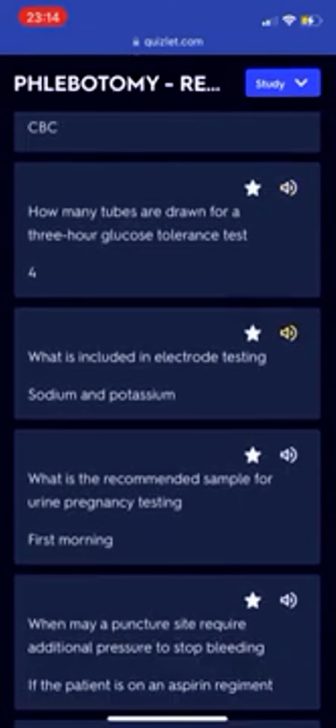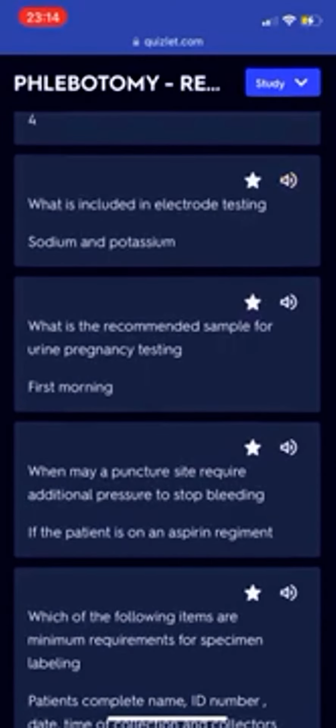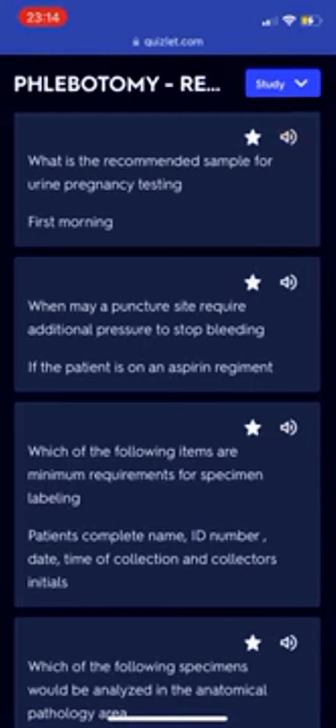4. What is included in electrolyte testing? Sodium and potassium. What is the recommended sample for urine pregnancy testing? First morning. When may a puncture site require additional pressure to stop bleeding? If the patient is on an aspirin regimen.